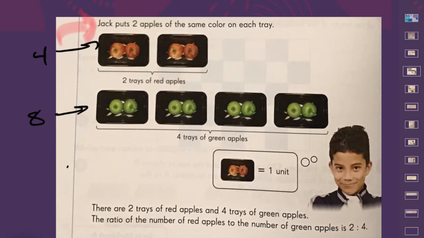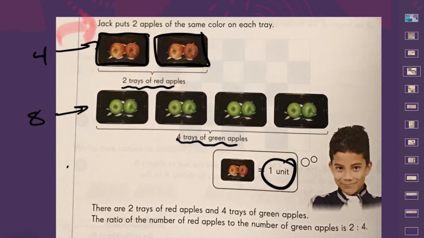So he puts 2 of each apple in a package. So he has 2 trays of red apples, and he has 4 trays of green apples. And each tray equals 1 unit. So there are 2 trays of red apples and 4 trays of green apples. So that ratio, or the number of red apples to the number of green apples, in this situation would be 2 to 4.